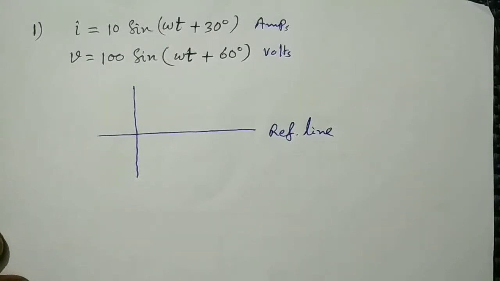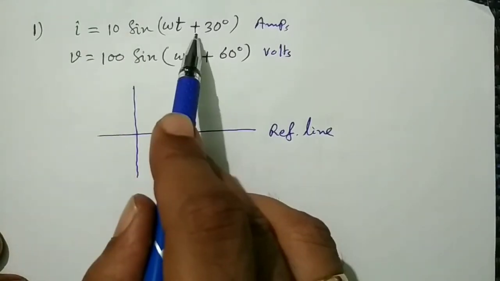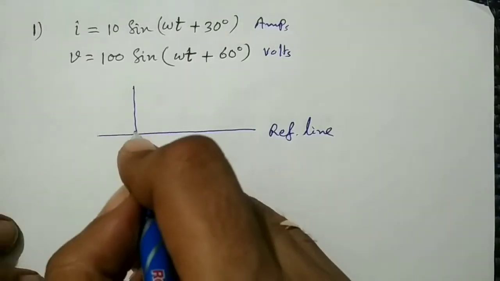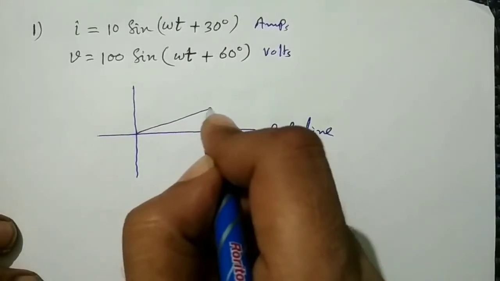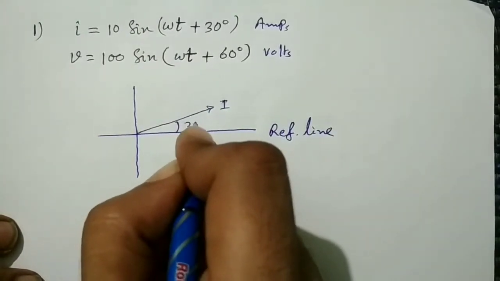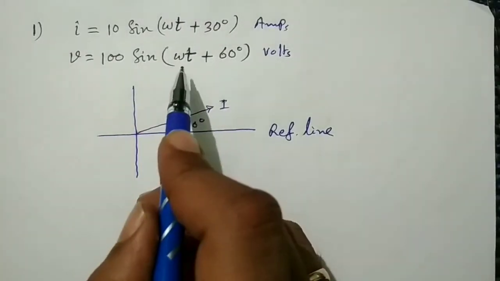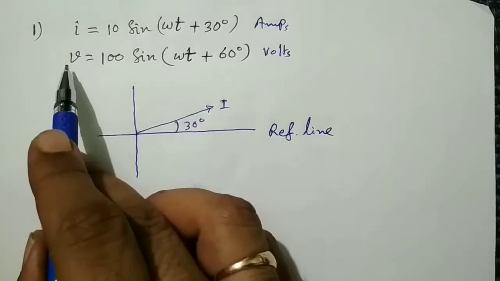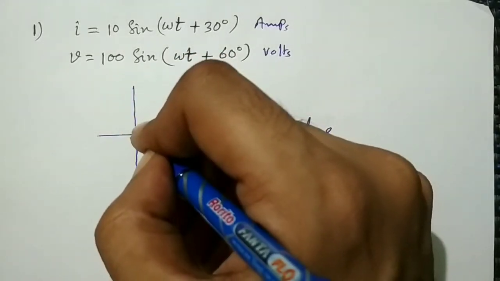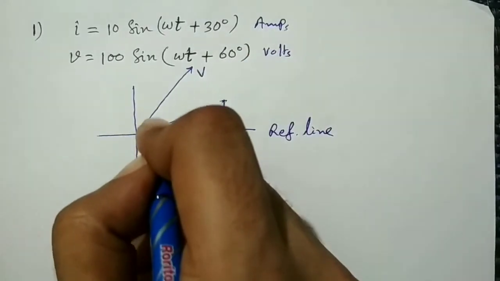At time t equal to 0, the position of the current will be plus 30 degree. Its phase will be considered as plus 30 degree. So the phasor of the current will be in the first quadrant and it will make 30 degree with the reference line. And at time equal to 0, the phase of the voltage is plus 60 degree.